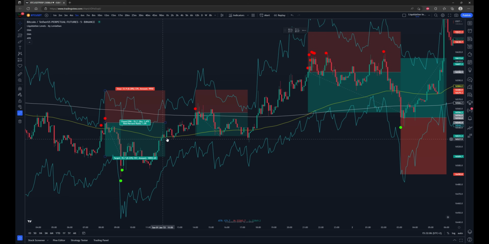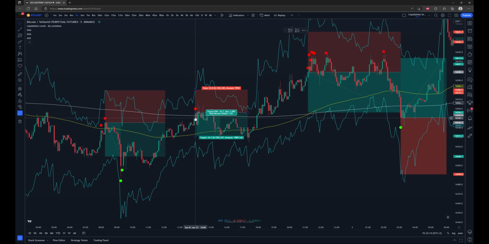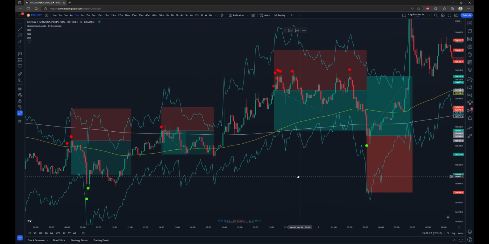We have another entry shortly after that one. This one is a winner, and then we get another pullback above the yellow. Still yellow's under white line, so we're looking for red dots. We get a red dot right here where stop loss is placed to the stop loss indicator, targeting a 1-to-1 risk to reward ratio where the profit target is hit down here.